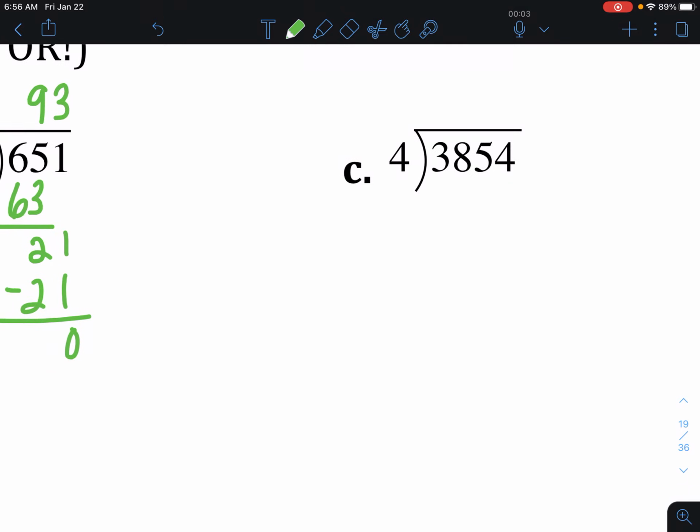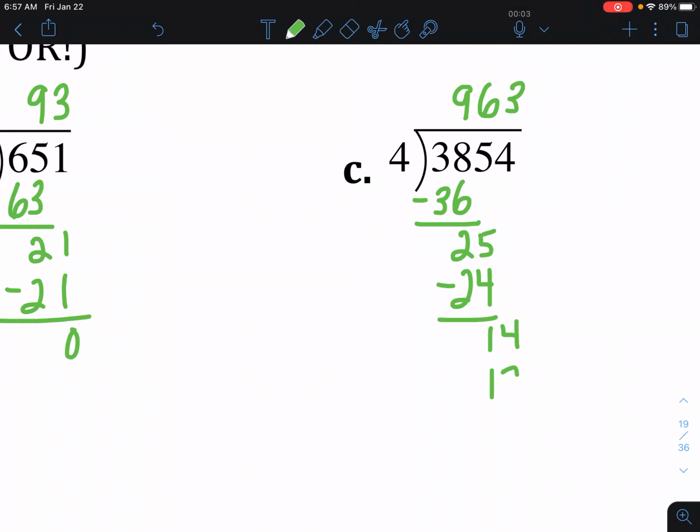Number 4, 4 does not go into 3, but it can go into 38 9 times to make 36. So subtract, bring down your 2, bring down your next digit. 4 goes into 25 6 times to make 24. 6 times 4, 24. Subtract, bring down the last digit 4 to make 14. 4 goes into 14 how many times? 3. Then 3 times 4 is 12. Then you can subtract. Since there's no more digits, we get a remainder here. So the remainder is 2.